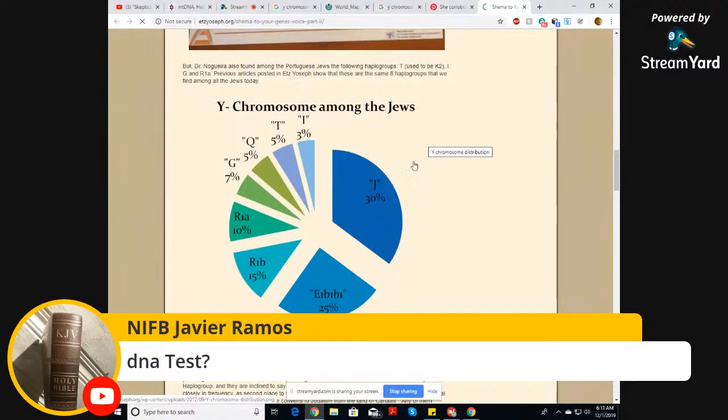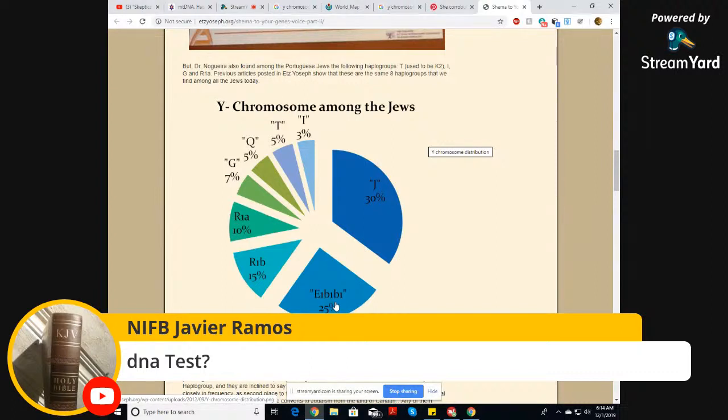Okay, so the Y chromosome population among the Jews. We have I here. This is Semitic. J is Semitic. T, H, I, J, K. T is not Semitic. Q is not. G is Semitic. This is not. This is Japheth, and this is actually African. That's interesting.